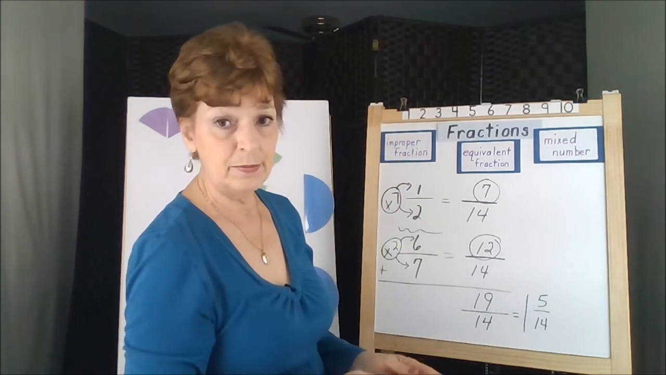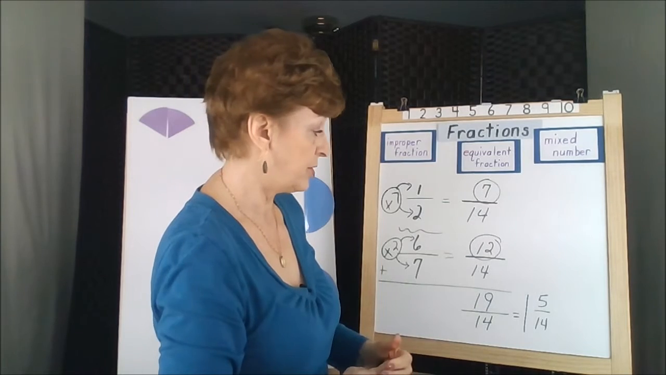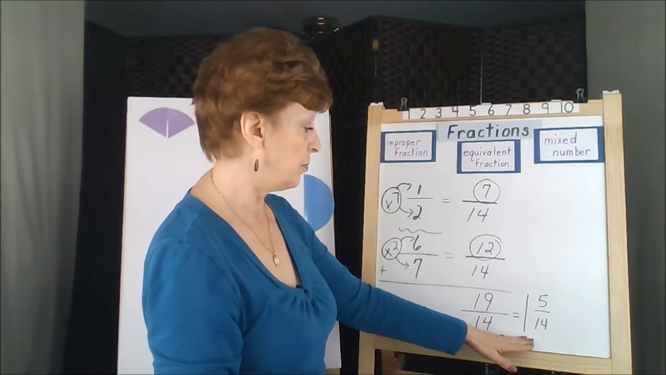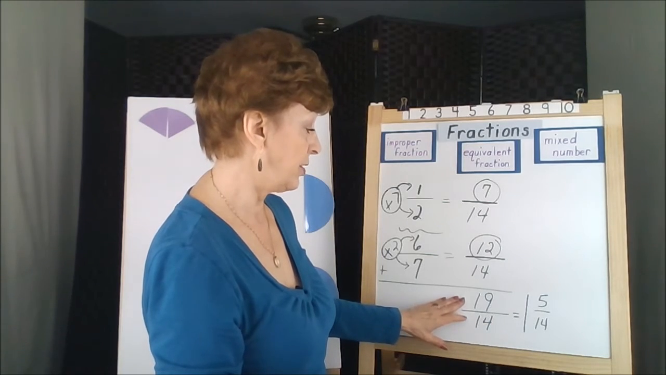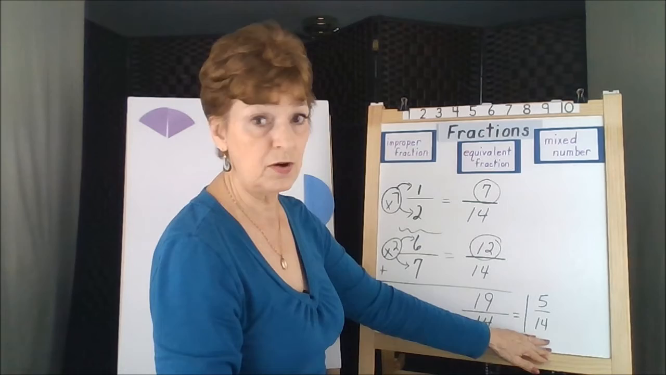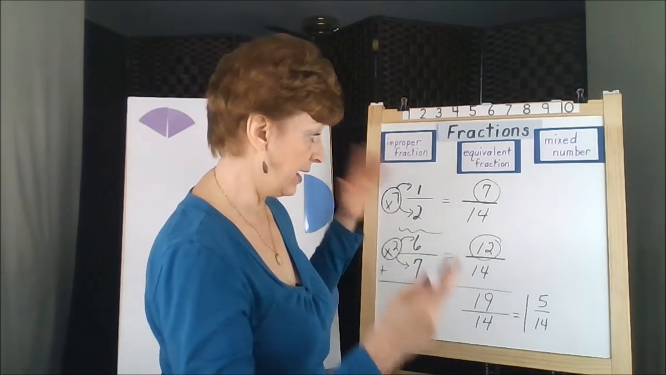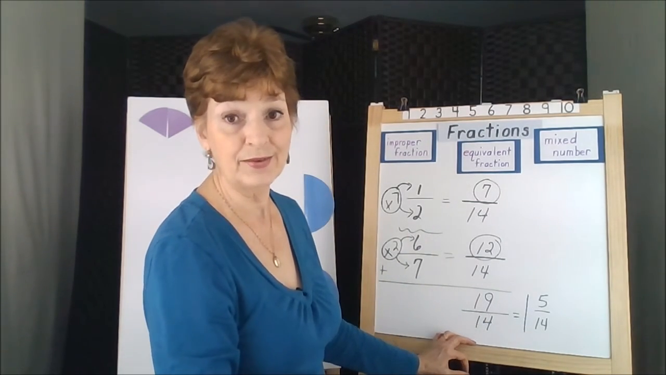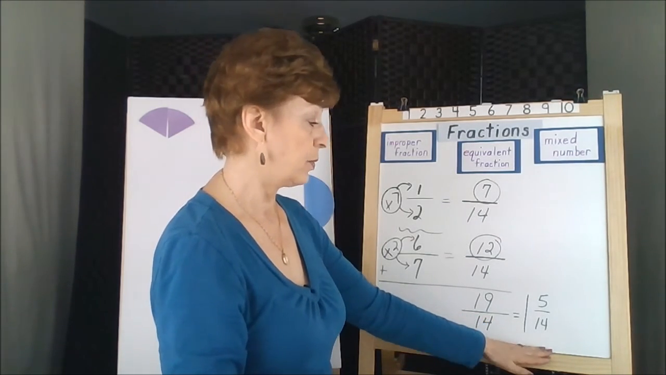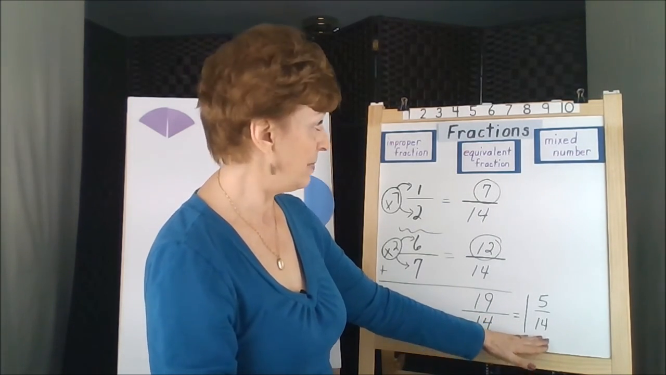It still might not be too easy to understand 5 14ths. That's hard to visualize too, but you realize that it's a lot easier to think of one whole and 5 pieces left over than it is to think of 19 pieces just scattered all around. So our improper fraction was renamed to this mixed number.